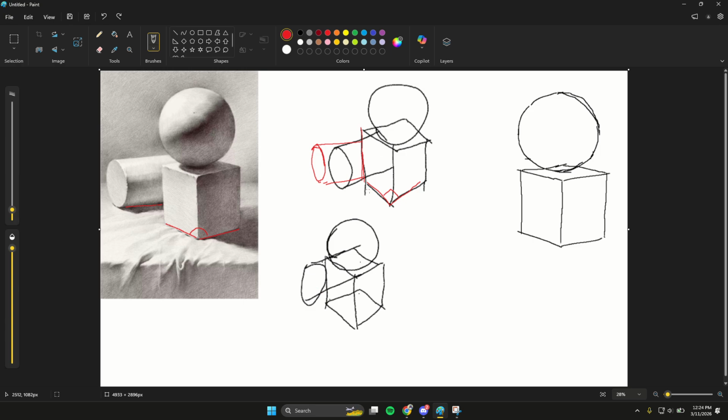And then, let's see what else. You're good with parallel lines at least. These are good so far generally.